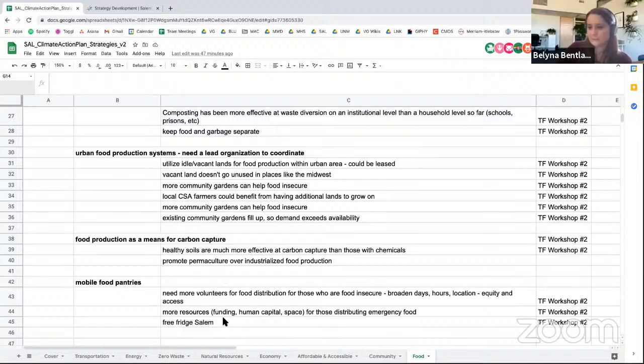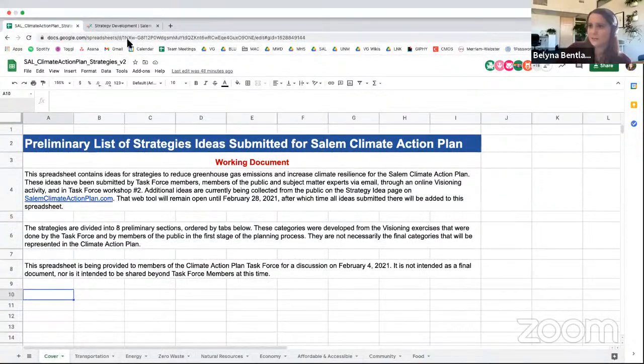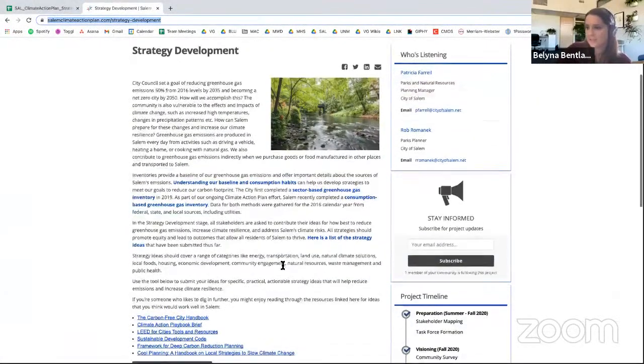And then we have some ideas for mobile food pantries. So instead of asking people to go to a certain location to pick up food, maybe go to where people are, meet them where they are, to provide some access to food. So I will wrap up the strategy spreadsheet here. I'm going to toggle over just so you can take a glance.